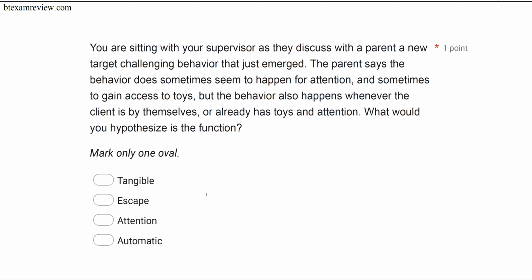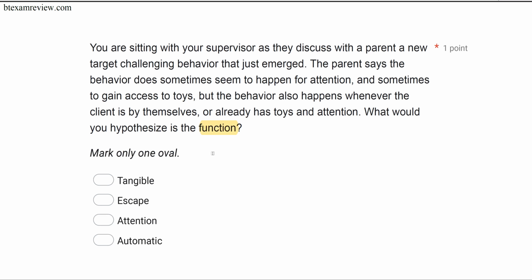You're sitting with your supervisor as they discuss with the parent a new target challenging behavior that just emerged. The parent says the behavior does sometimes seem to happen for attention and sometimes to gain access to toys, but the behavior also happens whenever the client is by themselves or already has toys and attention. What would you hypothesize is the function? So we have a function question. Our functions are tangible, escape, attention, and automatic or sensory. Automatic and sensory are used interchangeably, as are escape and avoidance.